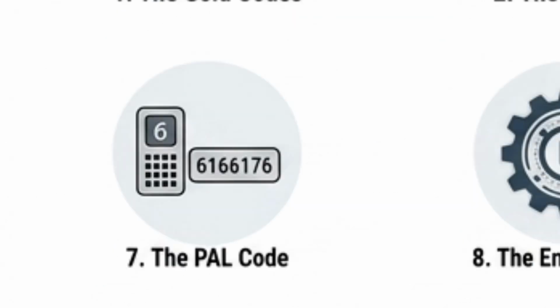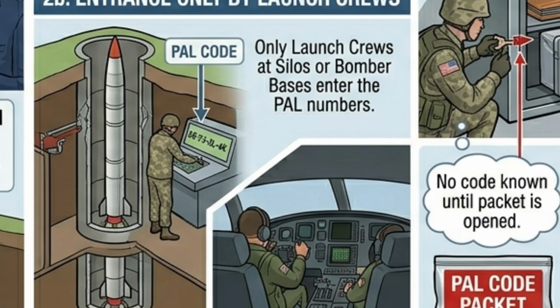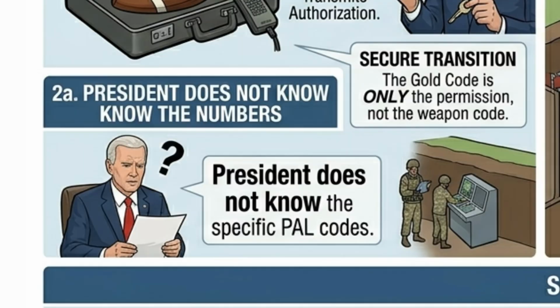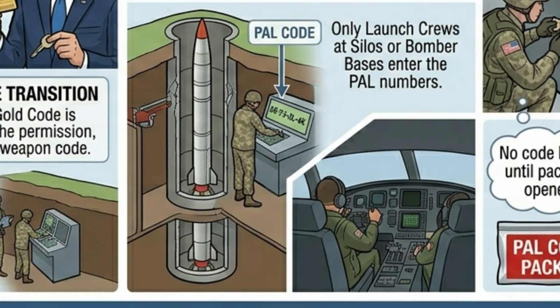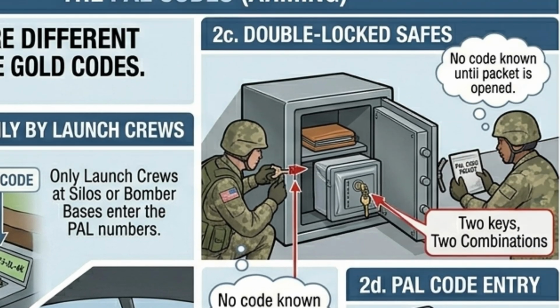7. The PAL code. The specific numbers entered into a nuclear weapon to arm it. These are different from the gold codes. The president does not know these numbers. Only launch crews at silos or bomber bases enter them. They are sealed in double-locked safes.